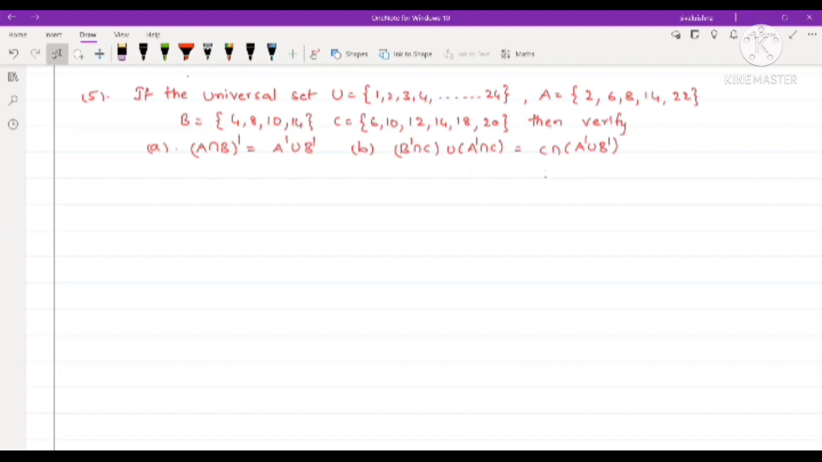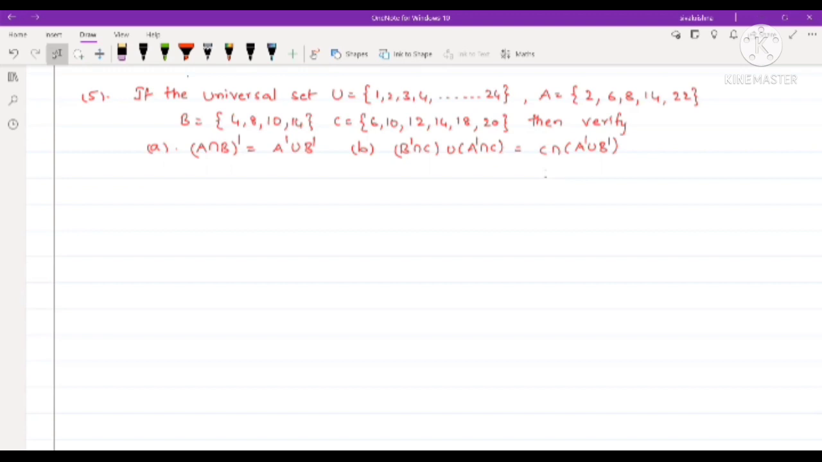Coming to the first one, that is (A intersection B) whole dash. Here dash is nothing but complement. So complement can also be written as a dash. (A intersection B) whole complement is equal to A complement union B complement. That is the first condition we have to prove. Coming to the second condition, (B complement intersection C) union (A complement intersection C) is equal to C intersection (A complement union B complement). That is the second condition we have to prove.